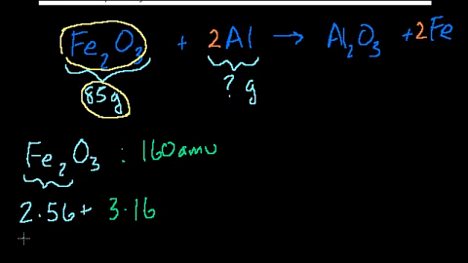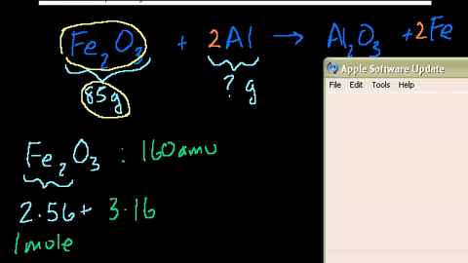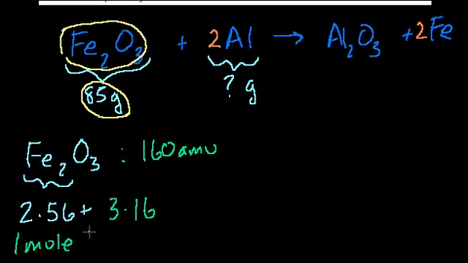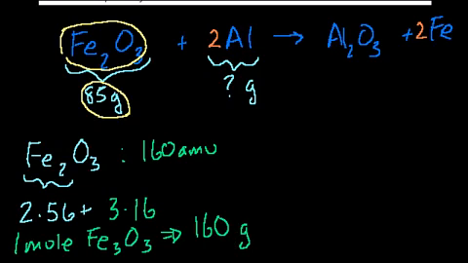So 1 mole, or 6.02 times 10 to the 23 molecules of iron 3 oxide, is going to have a mass of 160 grams. So, in our reaction, we said we're starting off with 85 grams of iron oxide. How many moles is that?